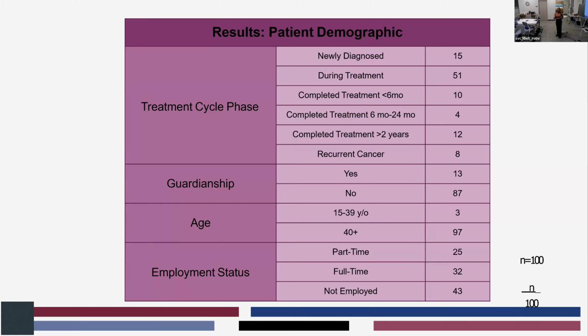The patients had about 87% of the population being guardians to children that are under the age of 10. Then, for their age range, most of the patients, 97% of that population, were over the age of 40. And finally, 57% of our population were still working either part-time or full-time jobs. 87% of the population was English speakers, and the last 13% were Spanish speakers.